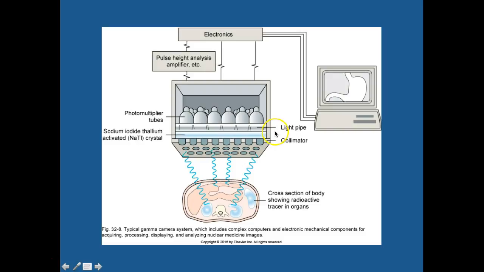So here's another picture. This is a typical gamma camera, which includes complex computers, electronic, and mechanical components for acquiring, processing, displaying, and analyzing nuclear medicine images. So you have the patient here who's emitting gamma radiation. It is picked up. The collimator controls how much is picked up. You have your cesium iodide, thallium activated crystals. And then you go into your light pipes that go to your photomultiplier tubes, and then you can see here pulse height analysis, amplifier, etc. And then your electronics, and then it's converted to an image.